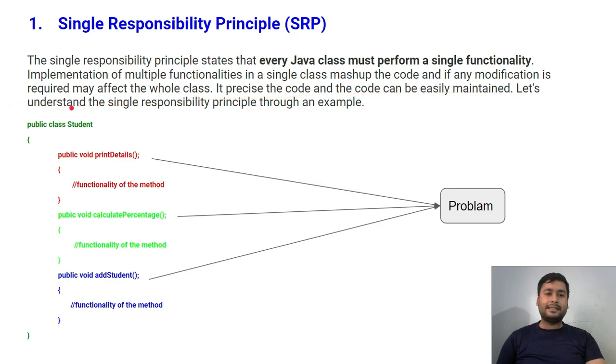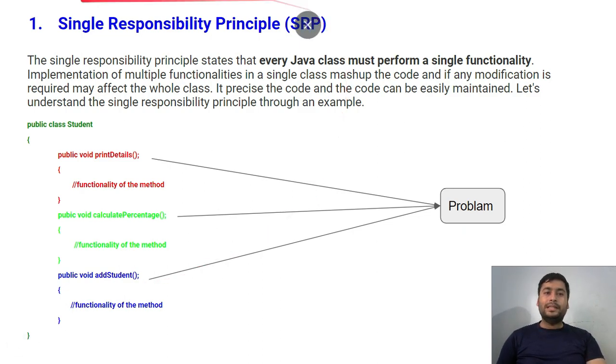Let us understand the single responsibility principle through an example. For example, I am a developer and I am going to design one class, which is a Student class. In the Student class, I have written methods to print details of the student and calculate percentage. I have written those in the same class, and also one more method to add a student. So these are the methods I have written in one class, the Student class. That is fine.